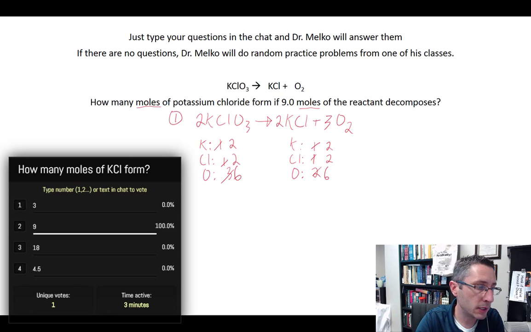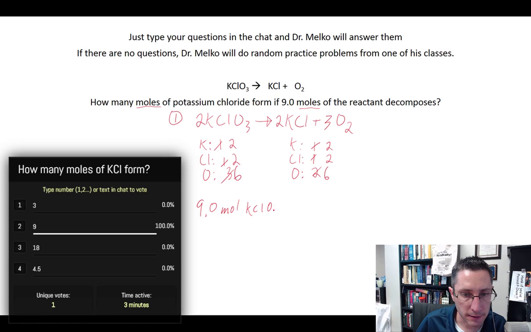All right, so we need to be pretty adept at doing that right from the get-go. And now we can solve the rest of this problem, trying to determine how many moles of potassium chloride form if 9 moles of the reactant decompose here.